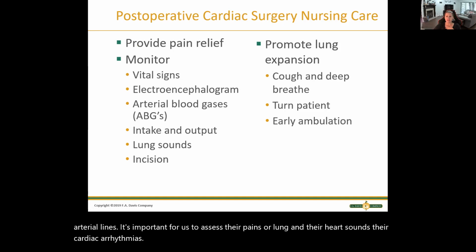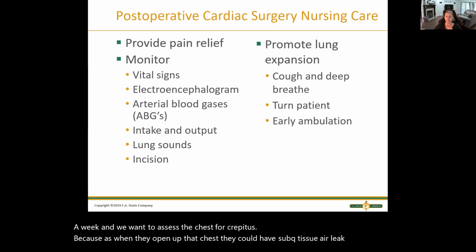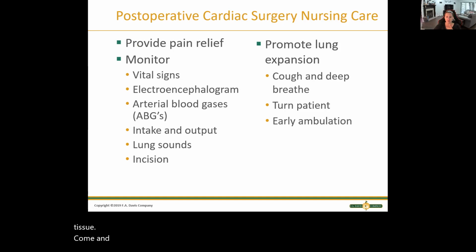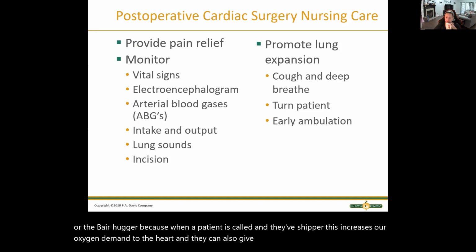We want to assess the chest for crepitus, because when they open up that chest, they can have air leak into that subcutaneous tissue. And we want to keep the patient warm after surgery, so they might use warm blankets or the Bair Hugger, because when a patient is cold and they shiver, this increases our oxygen demand to the heart. And they can also give them paralytic agents to eliminate shivering as well.